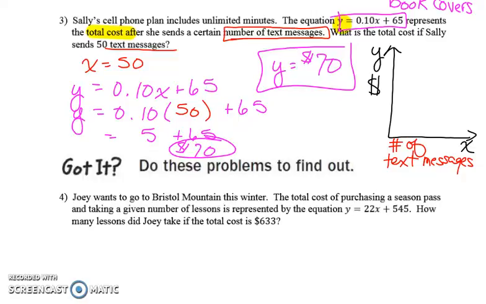Beautiful. Now, it looks like number 4 is a lot like number 3. We're actually trying to figure out how many lessons did Joey take if the total cost was $633. So be careful. We've been given Y, not X. Okay? I want you to try that for homework tonight. And when you come in tomorrow, we will talk about it as a group. Take care.